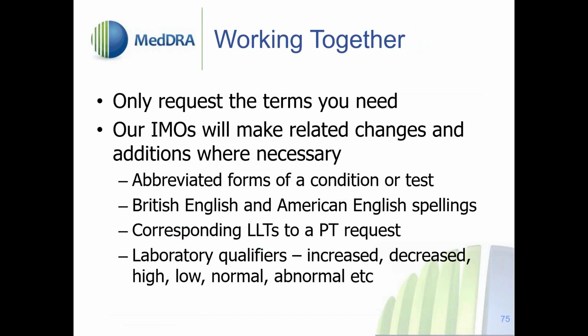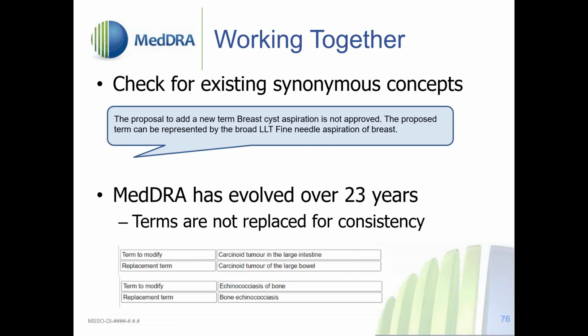Similarly, with the qualifiers, just ask for what you want. If you want increased as a lab result, ask for the increased. And when our medical officers do their research, if they feel there's a need for the decreased, high, low, normal, abnormal, they will be added, if they feel that they would be useful and they're commonly reported.